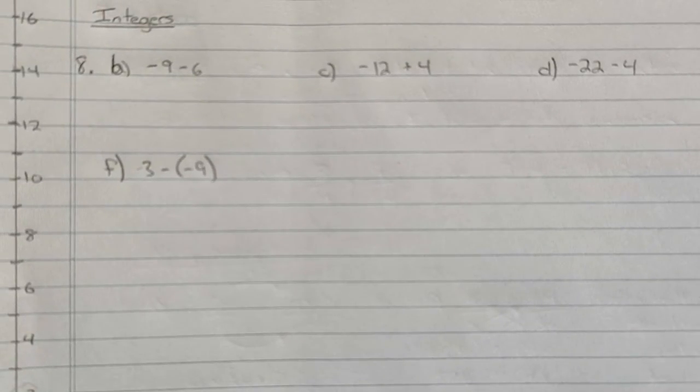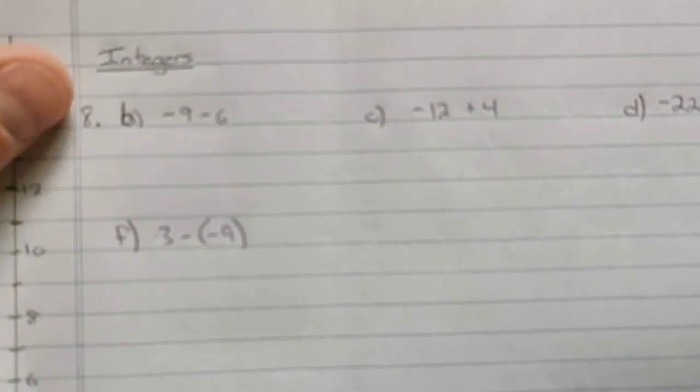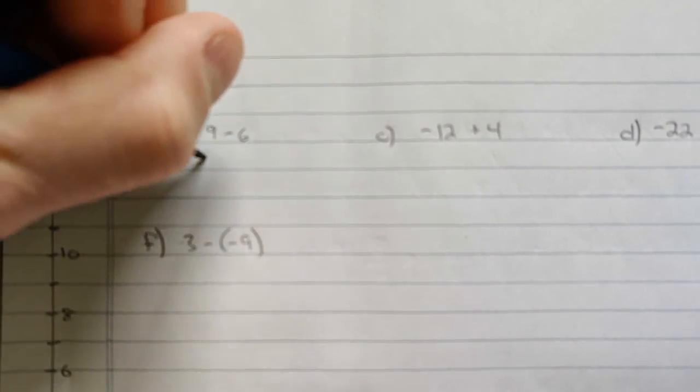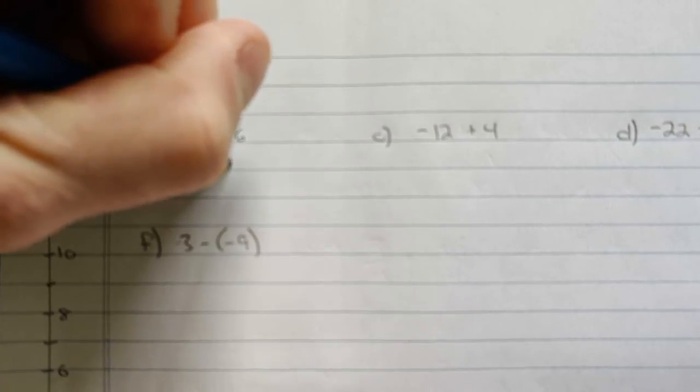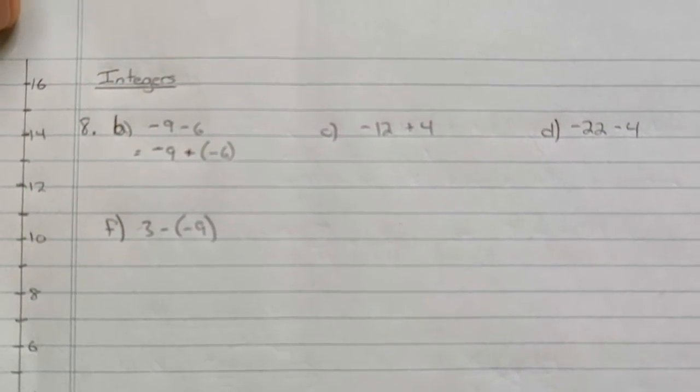integers. The recommendation is that you always change it to an addition question. Think of it like an addition question, then you can get a standard procedure. So in the case of B, we have negative 9 minus 6. And what I want to do with that is change the second term. So from negative 9 minus 6, I'm going to change that to negative 9 plus negative 6.